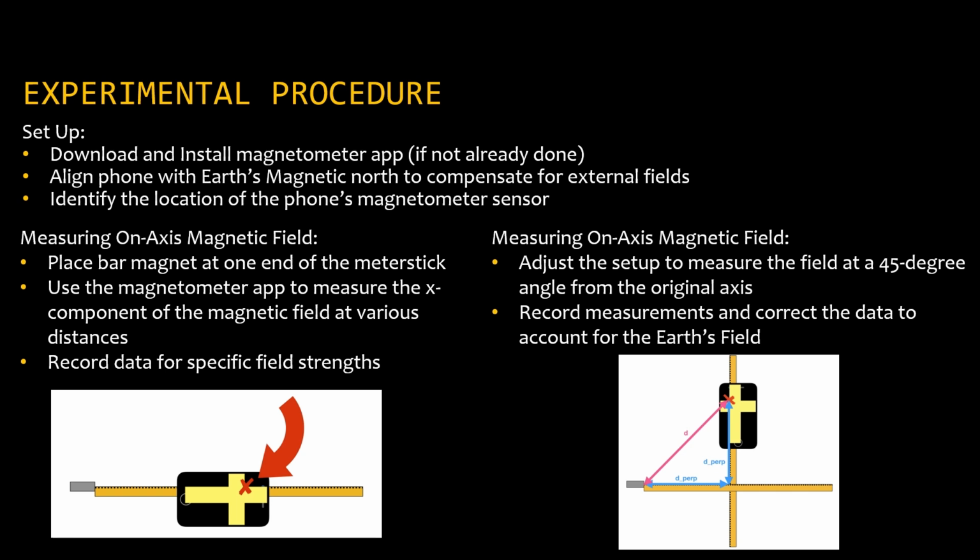And then for the on-axis magnetic field part of our experiment, I placed the bar magnet at one end of the meter stick, and I used the magnetometer app to measure the x component of the magnetic field at various distances and recorded the data. And for the off-axis magnetic fields, I adjusted the setup to measure the field at a 45-degree angle from the original axis, and I recorded the measurements and corrected the data to account for Earth's field.